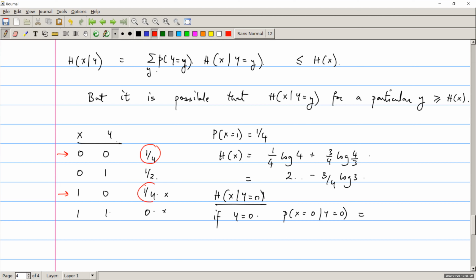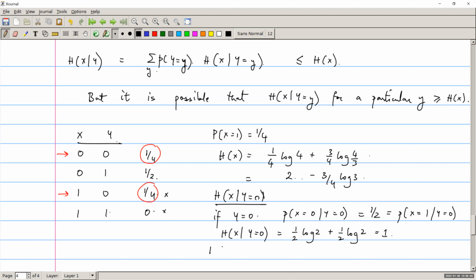So I take these two probabilities and normalize to make it a probability distribution. They are equal probabilities, so when I normalize, this will be 1/2. Very good. So this is also equal to the probability of x equals 1 given y equals 0. Now this entropy, h of x given y equals 0, will be 1/2 log 2 plus 1/2 log 2, which is 1.